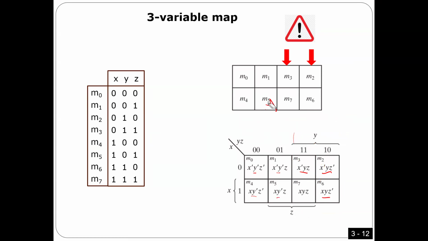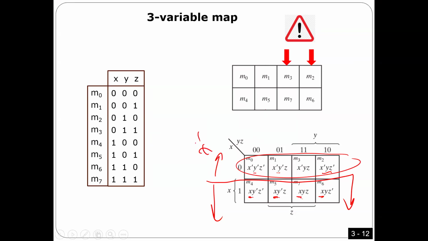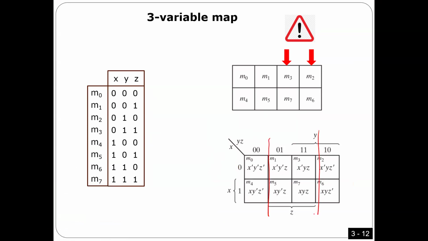Same thing, I told you this is the area of x. Again, you can see all of them have x. And this is the area of x prime, so you can see x prime here everywhere. Same thing for z. This is the area of z, because in these squares all the minterms have z. That means anything else other than this area should be z prime. So this part here and this part should be z prime. That's what I explained last time.